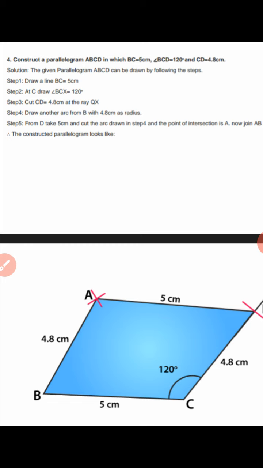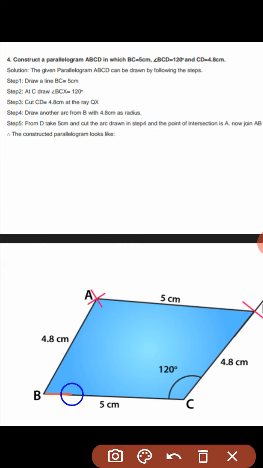So in the first step, draw a line BC equal to 5 centimeter. First of all we will draw this line BC, that will be equal to 5 centimeter. Then at this angle C, we have to draw a 120 degree angle. You can draw this angle with the help of your compass or protractor. Now in step number 3, cut CD equal to 4.8 centimeter.